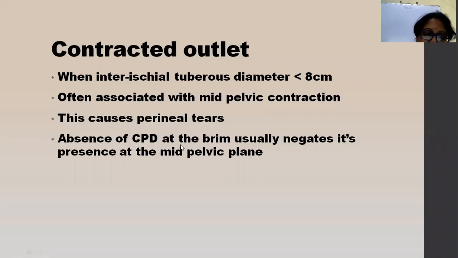Absence of CPD at the brim usually negates it being present at the mid-pelvic plane. So usually, if there is a contraction in the mid-pelvis, then there is a contraction even in the brim.